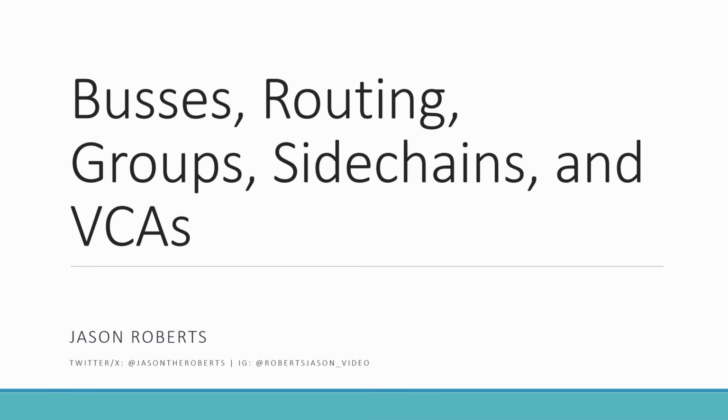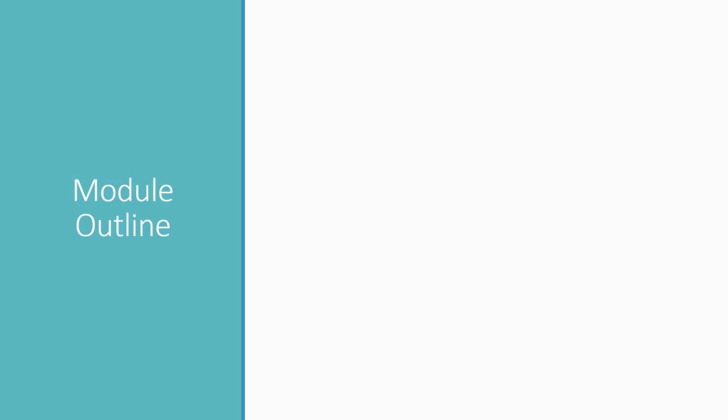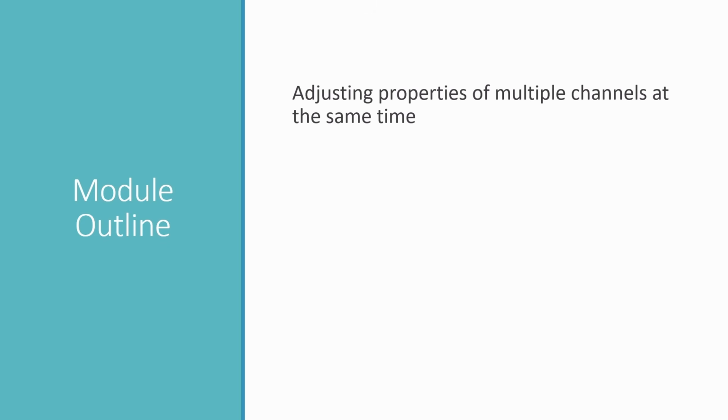Fairlight has some really powerful tools to help us work more quickly and also customize our signal flows. In this module, we're going to be looking at buses, routing, groups, sidechains, and VCAs. So we're going to kick off this module by seeing how we can adjust the properties of multiple channels at the same time. The first method is more ad hoc, where we can quickly just group channels together and make changes. The second is a bit more formal, where we go and assign channels to something called a VCA control group. And the third is more comprehensive, where we can create our own custom groupings for tracks. All of these things help us to make changes to multiple tracks at the same time more quickly.